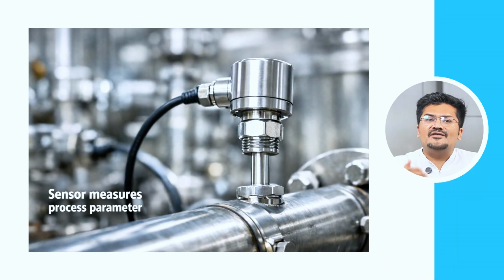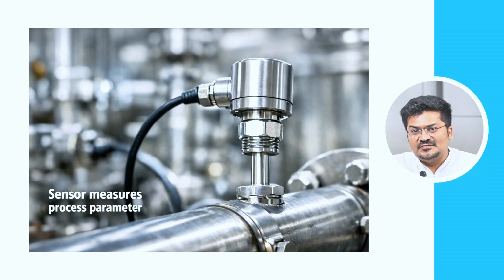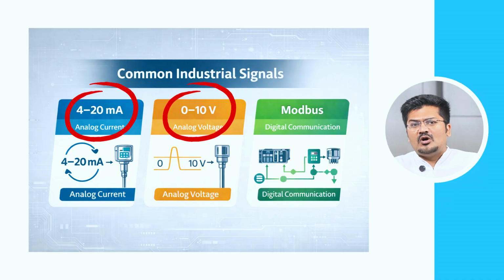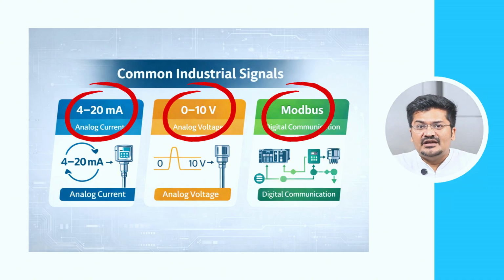When a sensor measures temperature or pressure, how does that information travel to a PLC or control system? In this video, I'll explain the most common industrial signals like 4 to 20 mA, 0 to 10 volt, and Modbus communication. In the previous module, we have learned about industrial process instruments like temperature, humidity, pressure, level and flow.